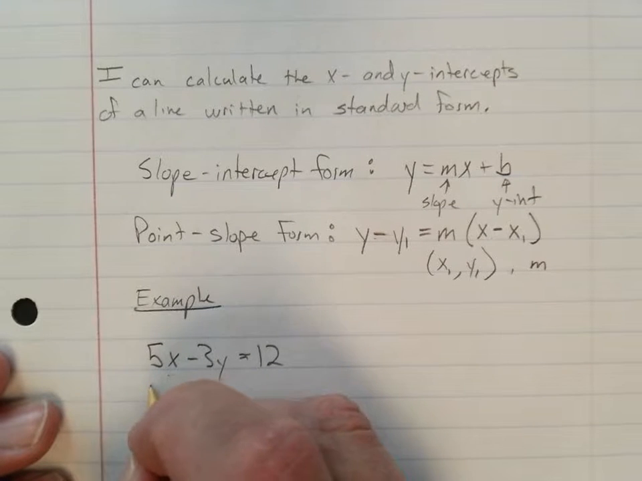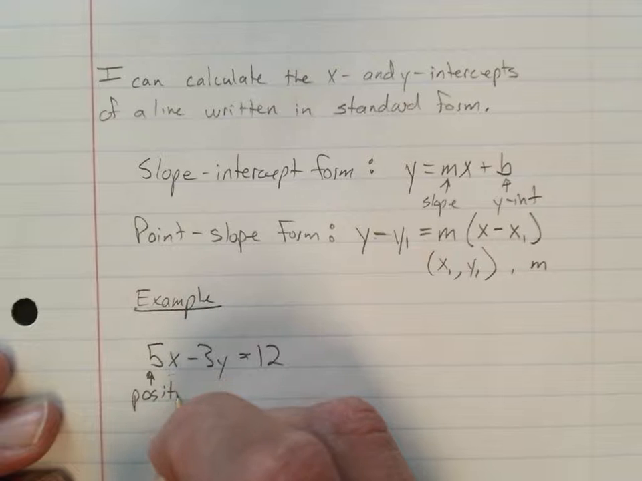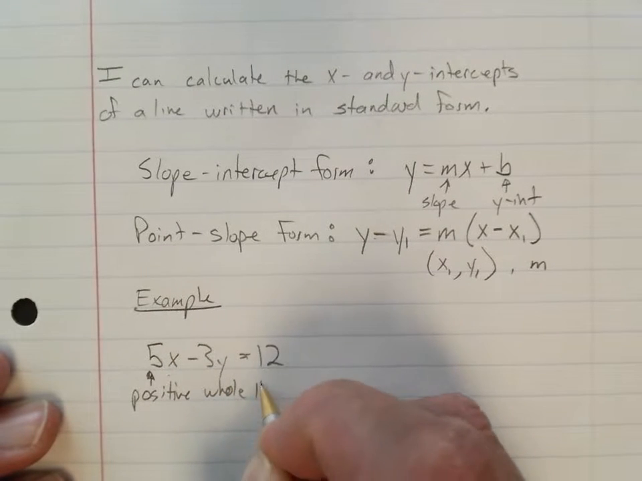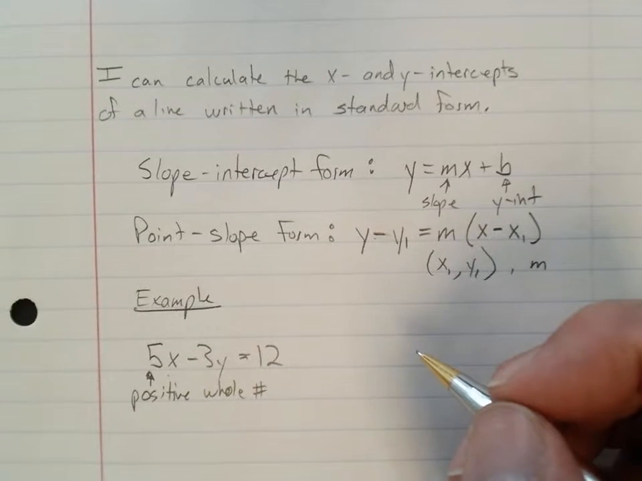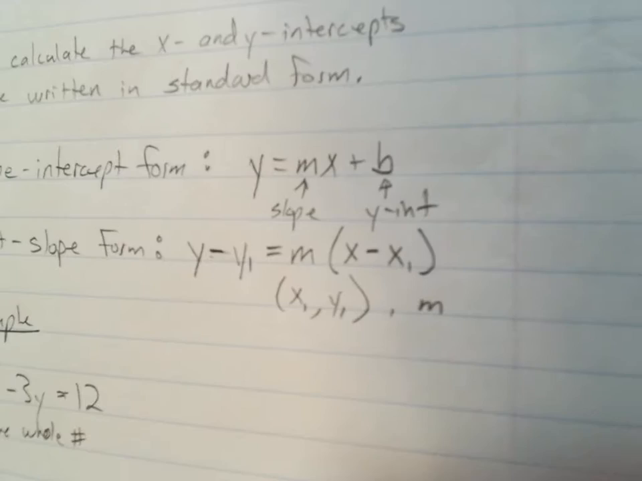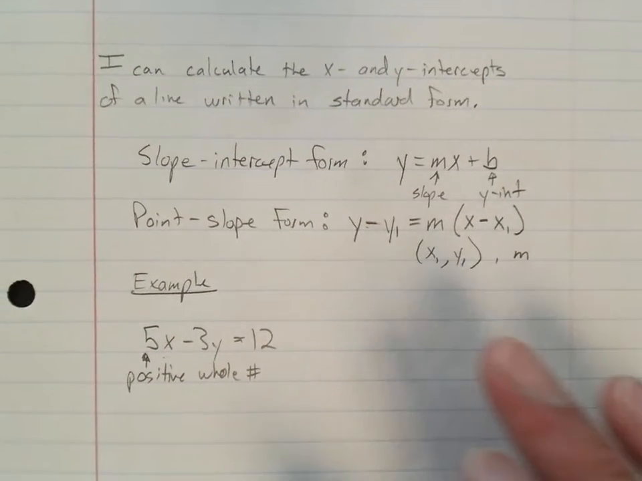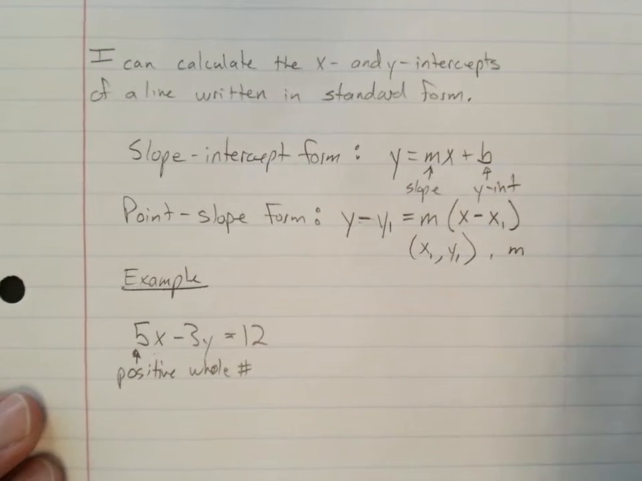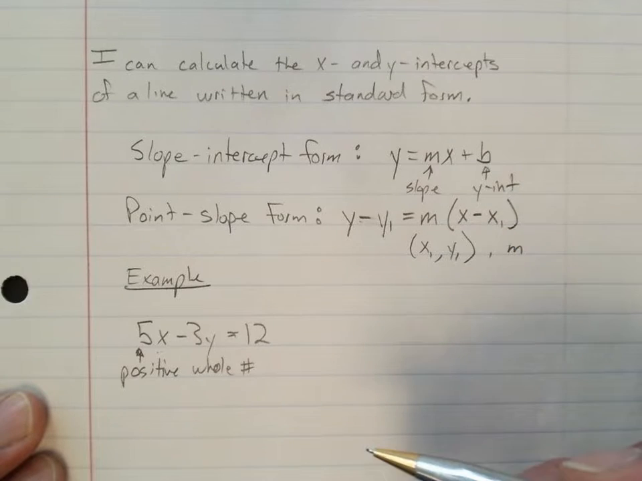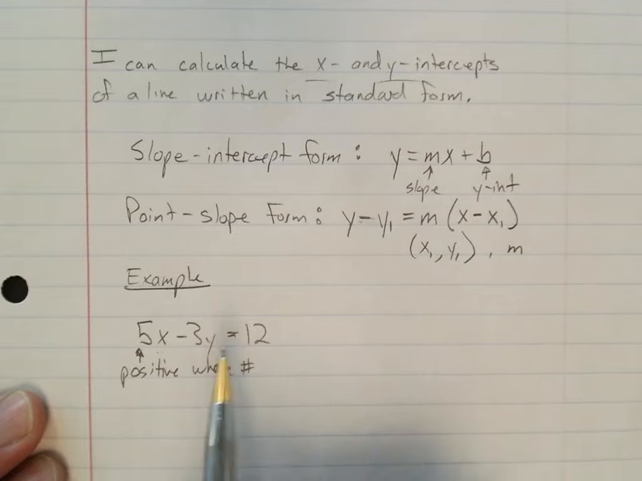So this number is a positive whole number. Always that coefficient in front of the x, in order for it to be standard form. And look at that, my camera and everything just went wonky. There we go. Okay. So now this is standard form. We have slope-intercept form. We have point-slope form. The idea for today is how do I get an x and y intercept from this?